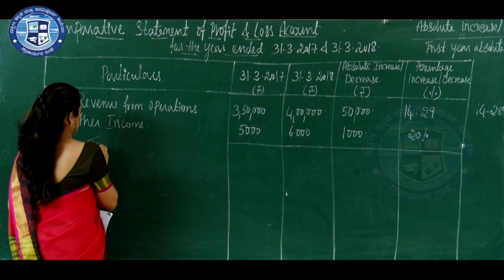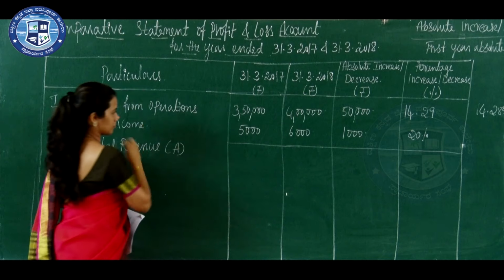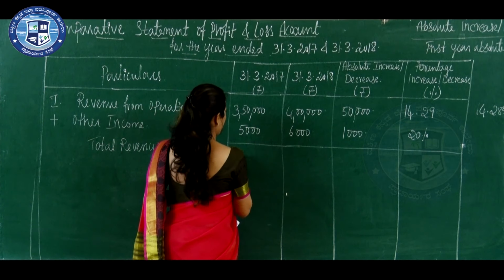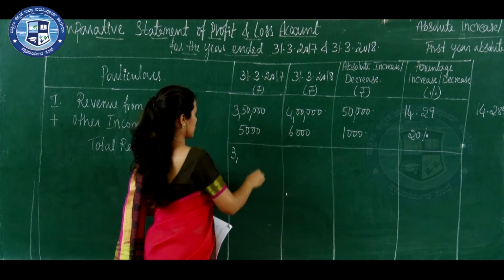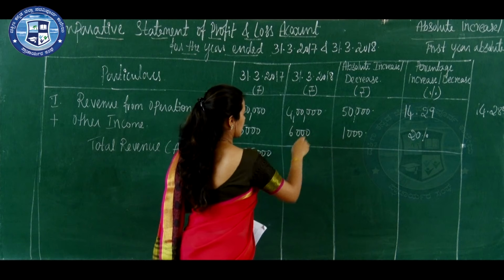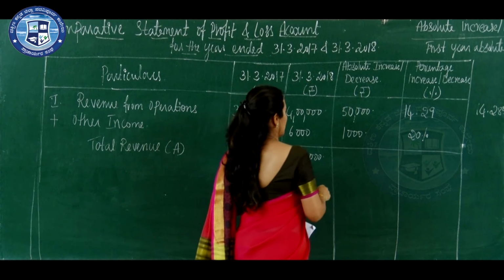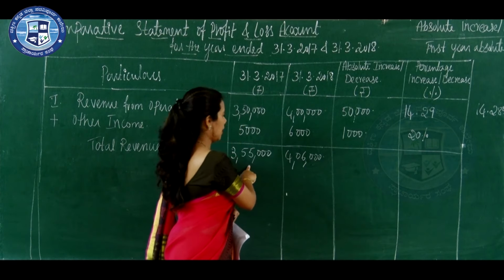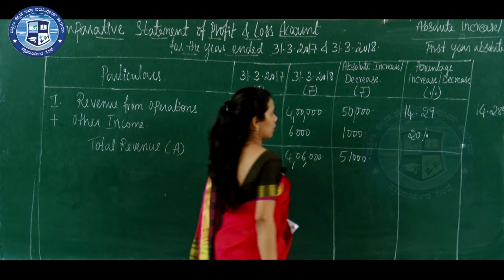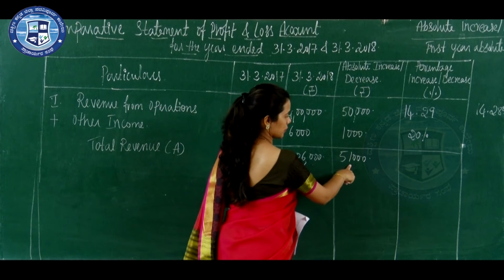Total it. We can also write A, which represents first total. So, total revenue, 3,50,000 plus 5,000, 3,55,000, 4 lakh plus 6,000, 4 lakh 6,000. Then again difference, 4 lakh 6,000 minus 3 lakh 55,000, or 50,000 plus 1,000, 51,000. Now again convert 51,000 into percentage.